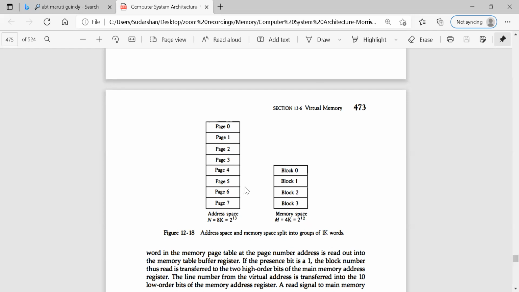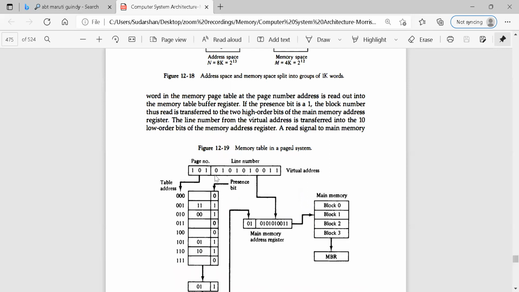Therefore, take up this example. It's very simple. This is what we call the memory table in a paged system using virtual memory. This is my virtual address. How many bits are there? These 10 bits: 1, 2, 3, 4, 5, 6, 7, 8, 9, 10. 2 power 10 is 1024. 1024 is equal to 1 kilobyte.